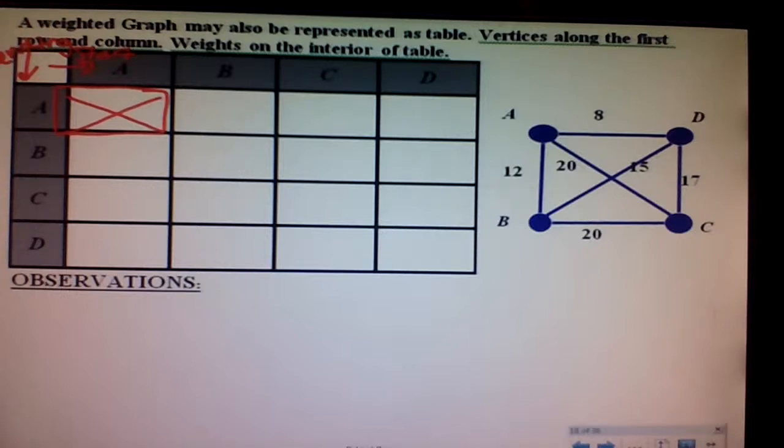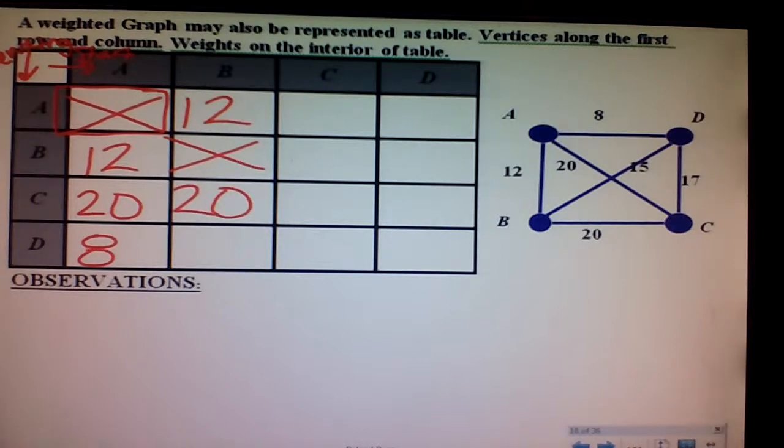So there is no loop at A to A. Put 12 in that box? Yes. A to C, 20. A to D, 8. B to A, 12. B to B, not possible, there's no loop. B to C is 20. B to D is 15.